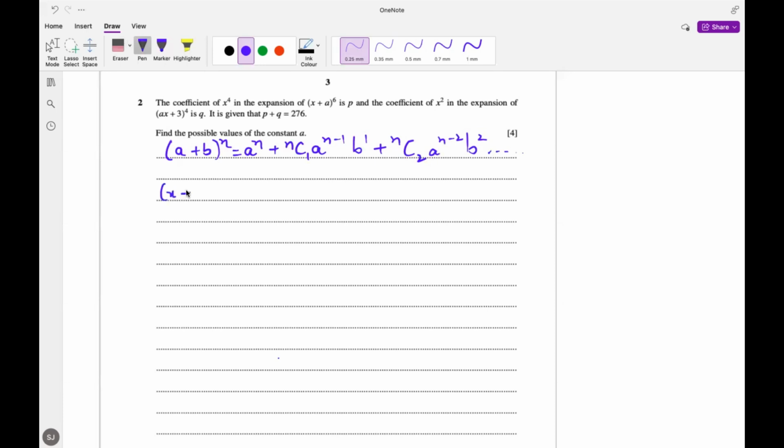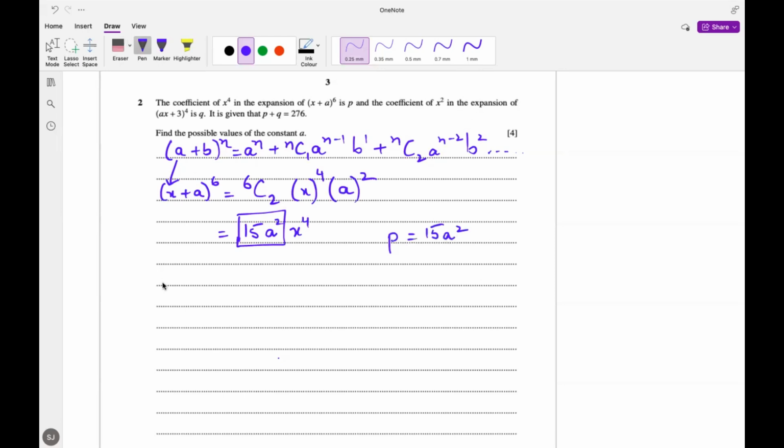So expanding (x plus a) to the power 6, we have to find the coefficient of x to the power 4. To get x to the power 4, as in place of a we have x, we need n minus 2 to be equal to 4. So we will use nC2. In this case, it will be 6C2 x to the power 4, and in place of b we have a, so this will become a to the power 2. As 6C2 is 15, this will become 15a squared x to the power 4. So the coefficient of x to the power 4 is 15a squared, which is equal to p. So we can say that p equals 15a squared.